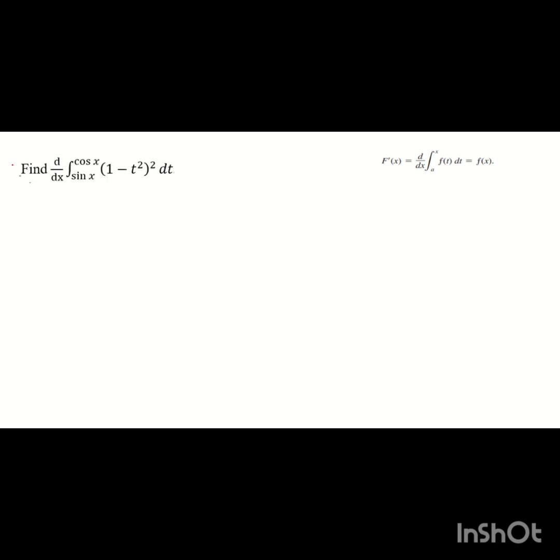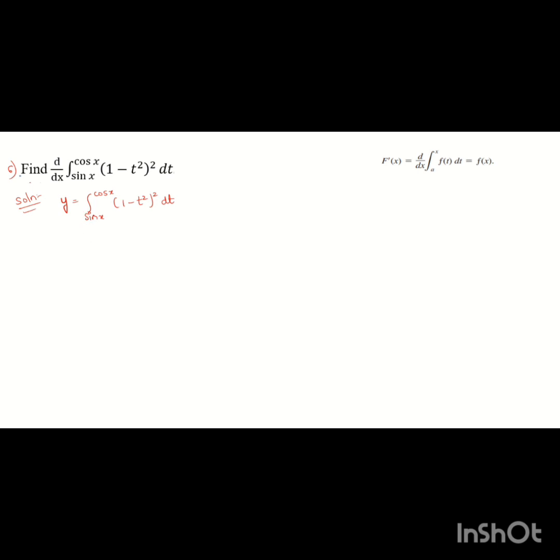Going to the next example, example 6. So again you can see here it is the derivative of integral sin x to cos x of 1 minus t square whole square dt. Now here we can see y is equal to integral sin x to cos x of 1 minus t square whole square dt.